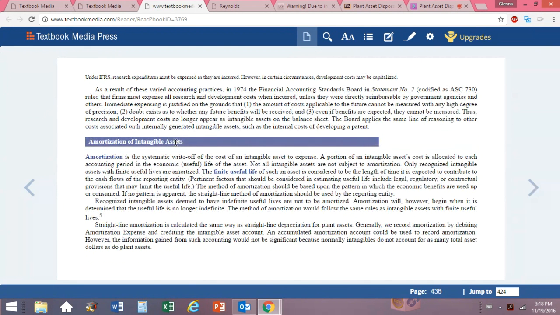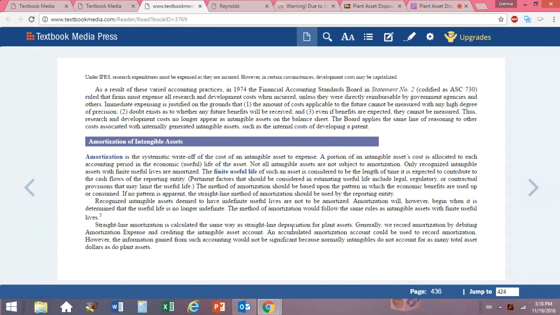So amortization of intangible assets, it's different for a lot of the different forms. You can't amortize something with an infinite life. If it goes into perpetuity, you can't amortize that. If it has a finite life, you can amortize it. Let's see.